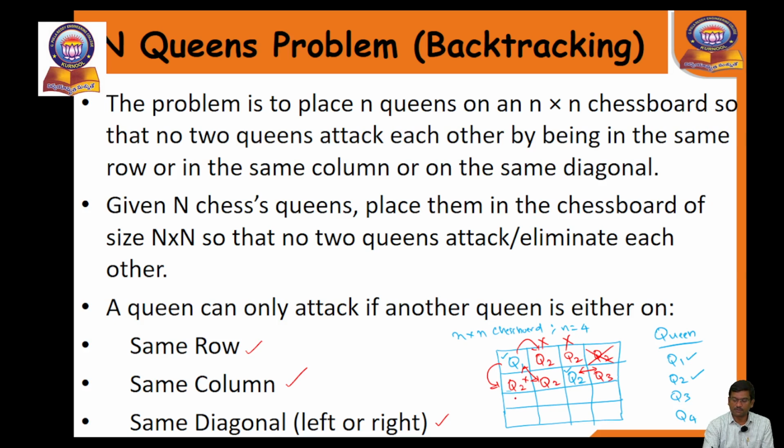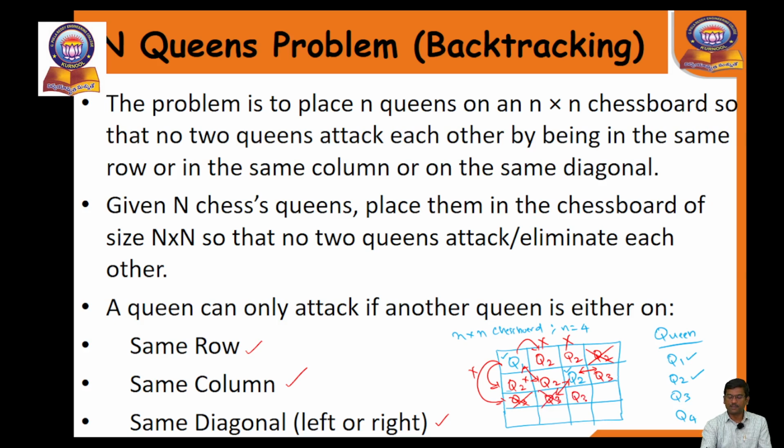And take the next one. Can I place queen 3 in this cell? Queen 3 cannot be placed, because these two queens will be under attack. That is how we can say this is not the placement of queen 3. Now, can I place queen 3 in this cell? We cannot place. Why? Because of the diagonal. These two queens, queen 2 and queen 3, will come under attack. And that is how we cannot place queen 3 in this cell.